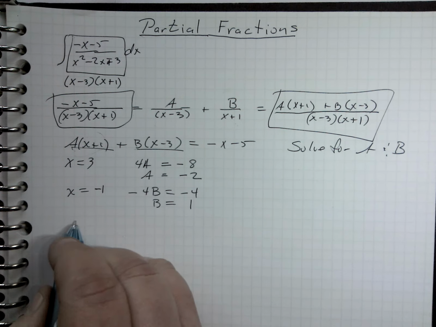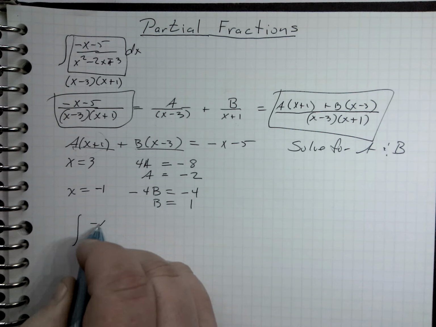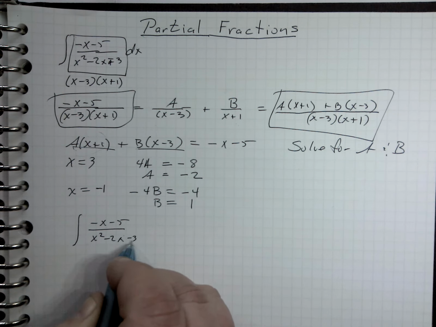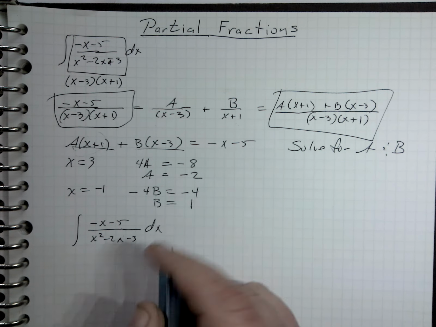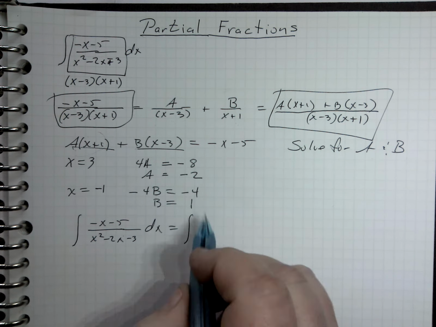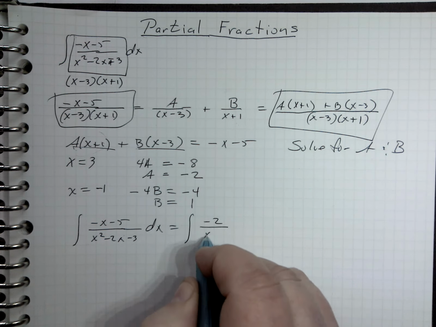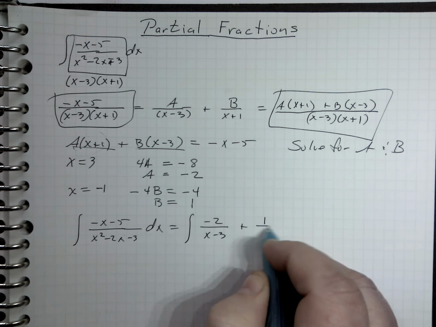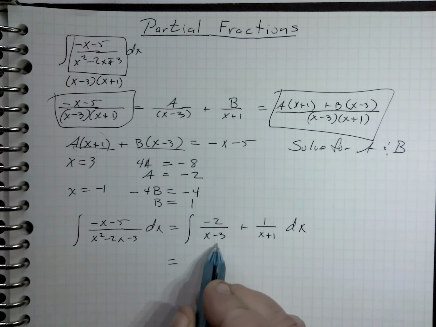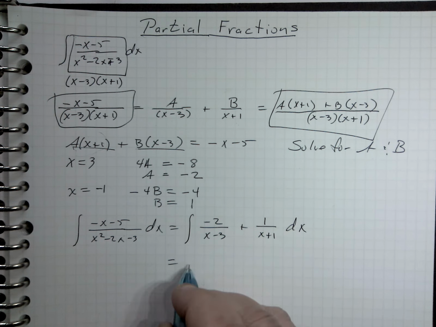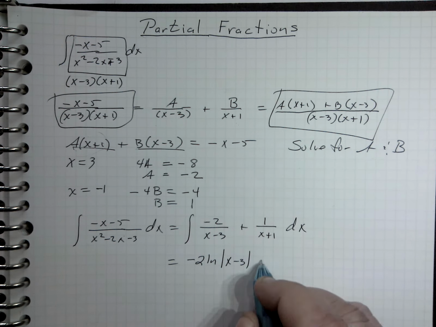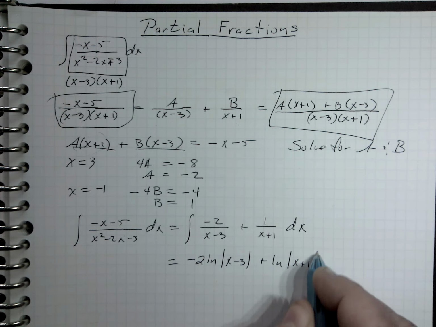Now this means I can take the integral of negative x minus 5 over x squared minus 2x minus 3 dx and rewrite it as the integral of, my A was negative 2, so negative 2 over x minus 3 plus 1 over x plus 1 dx. These are easy to integrate. The derivative of the bottom is just 1, so I multiply by negative 2, but these are natural logs. So negative 2 natural log of x minus 3 plus natural log of x plus 1 plus C.